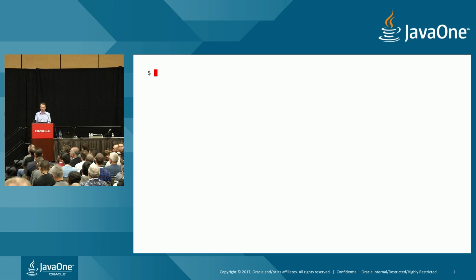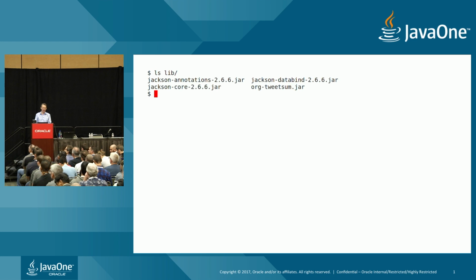At the beginning you had the Jackson jars, and then you opened up the module and did requires jackson.core. Where did that name come from? Was that the automatic name, or was that the package name?